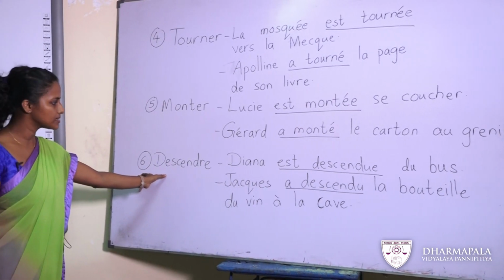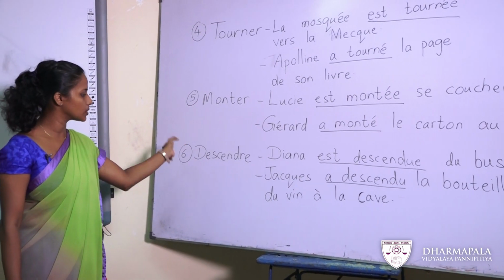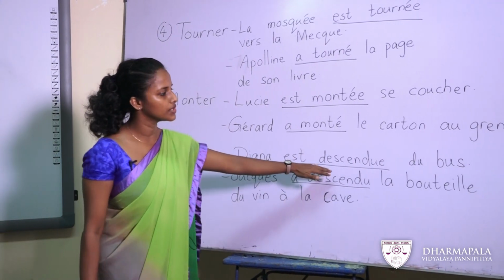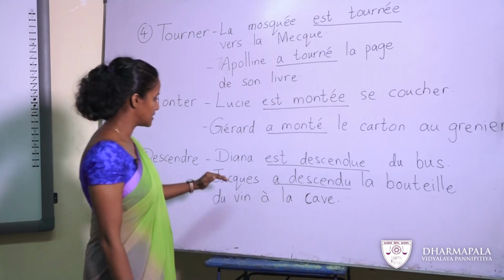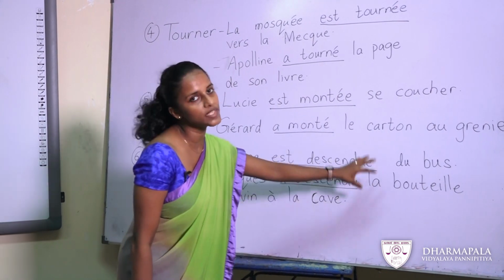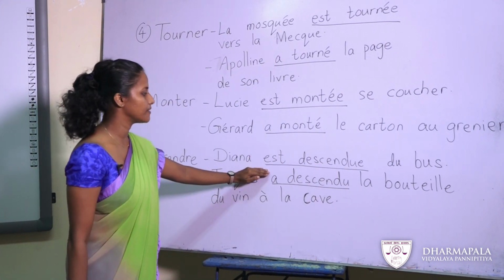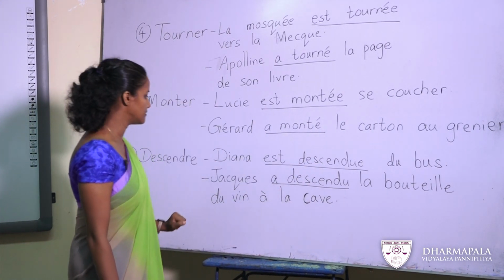Next verb, the last verb which we can use with both être and avoir, is descendre. Diana est descendue du bus. Diana has got down from the bus. Diana herself has got down from the bus. So, we have used être with the verb.